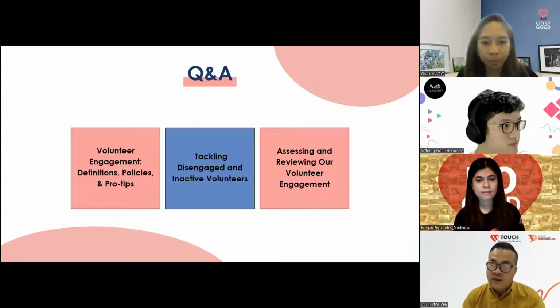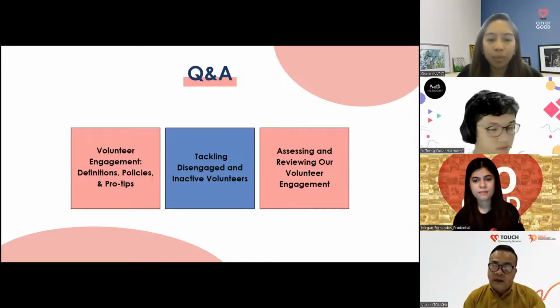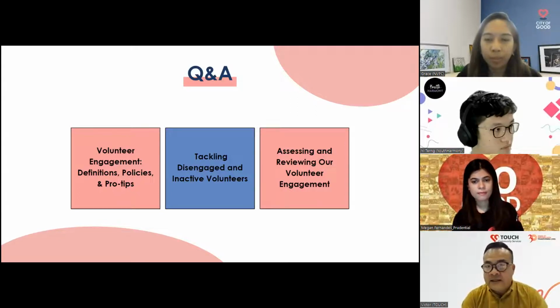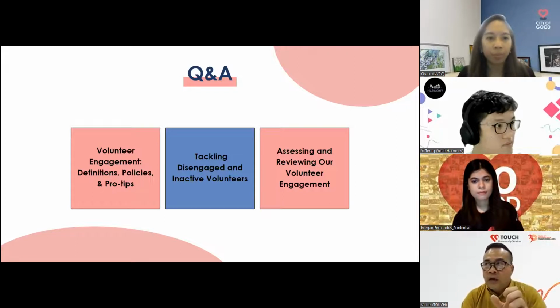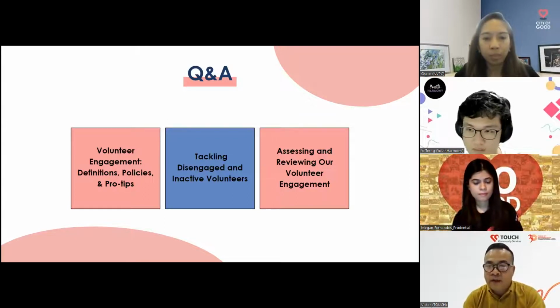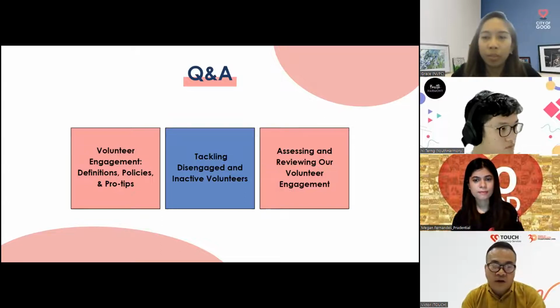Of course, if there's nothing in a local context, then maybe we have to look at overseas, whether the data is applicable. And in order to do that, we also collect volunteer feedback on an annual basis. From there you will know whether the volunteers understand their roles. We ask questions like, whether my work with Touch makes a positive impact, and whether they understand their role as a volunteer. If they do not, then we will need to look at how we do our orientation or even training of the volunteers.